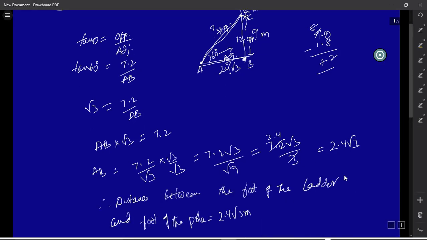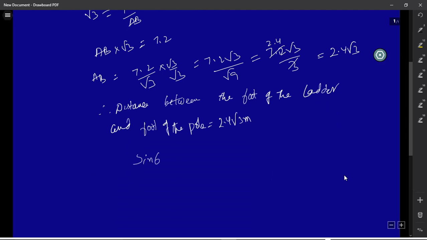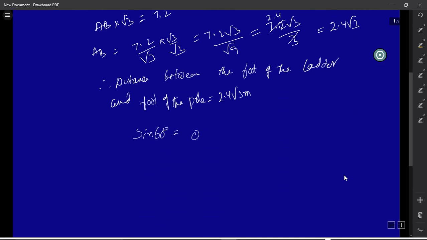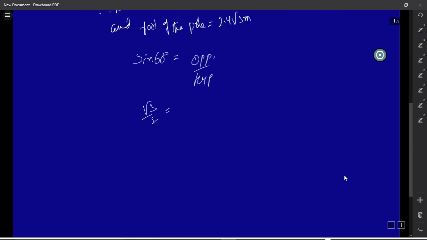Okay, so the second way of finding out the length of the ladder is just to make use of a trigonometric ratio. I'll make use of sine 60 degree. Sine is opposite side by hypotenuse. Sine 60 is root 3 by 2. What is the opposite side here? 7.2, and hypotenuse is AC. I don't know the value of AC, so I'm writing it as it is. Cross multiply this thing. AC is 7.2 into 2 by root 3.